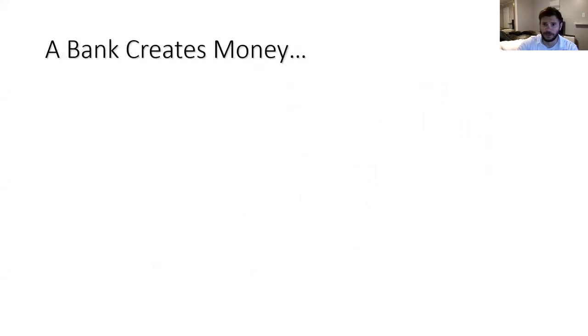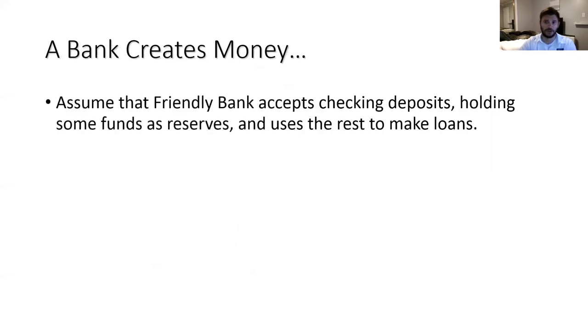We want to start thinking about, though, what happens if we do have banks and how does the money creation process work. So we're going to start off looking at Friendly Bank. Friendly Bank accepts checking deposits and it holds some of these funds as reserves in case people want their money back at some point. And in the meantime, it uses the remainder of those funds to make loans. So this is the fraction in the fractional reserve banking term, that the bank only keeps a fraction of your money there. And the rest of it, they essentially give out to other people who may or may not pay them back.